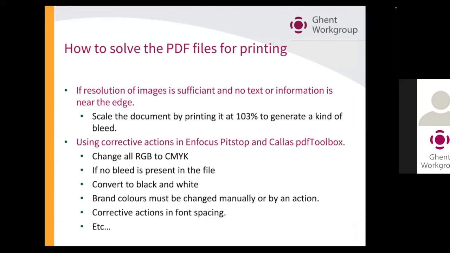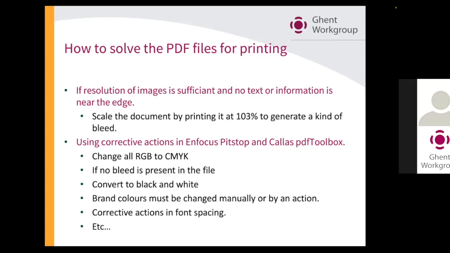So, first of all, I talked about the creation. If I'm on the other side, if I'm the printer, or the one who receives the files and should reproduce them in the best possible way, how can I solve it? Frankly, if I receive a file which has no bleeds, in most cases I scale it up to 103%. Pay attention that there is no text or information just near the border, so I don't lose that information. It's a thing that I can use, and it's commonly used.